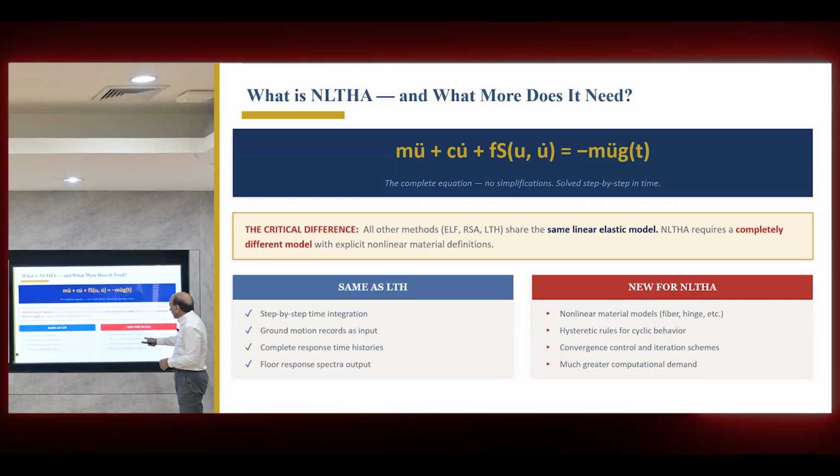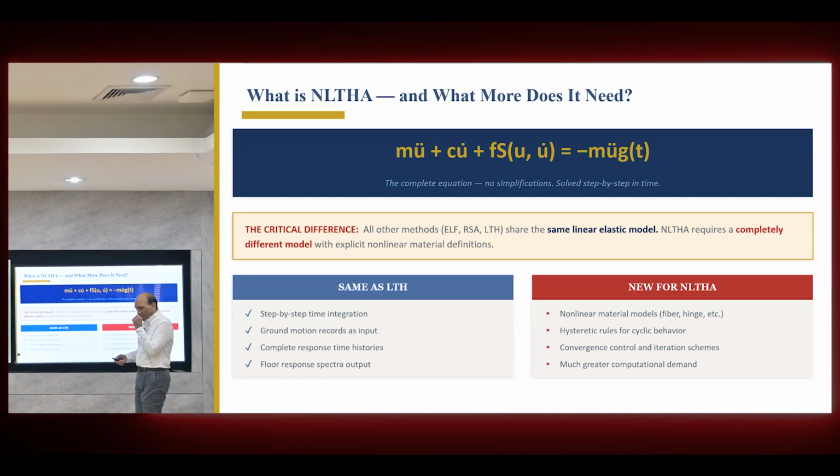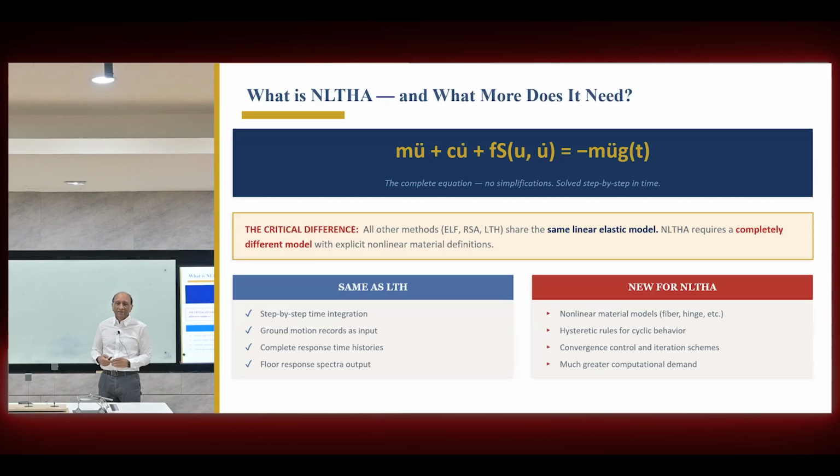So nonlinear material models, fiber hinge, hysteretic loop, nonlinear geometry, convergence control, and much greater computational demand, of course. So it's not going to be easy. And why did we wait so far? Because we just didn't have the computers. We didn't have the computing power to do this one. Knowledge also, software, everything.